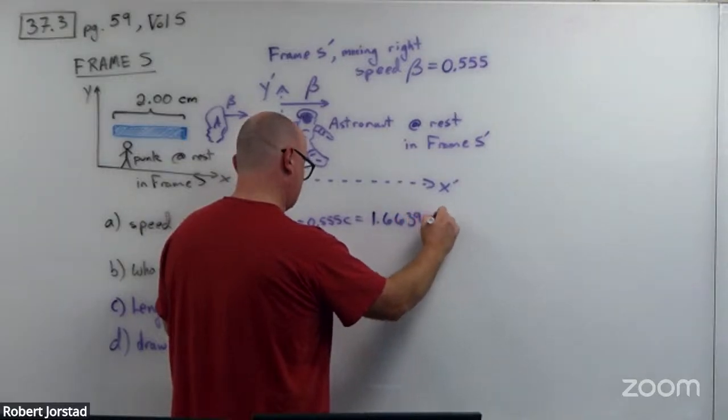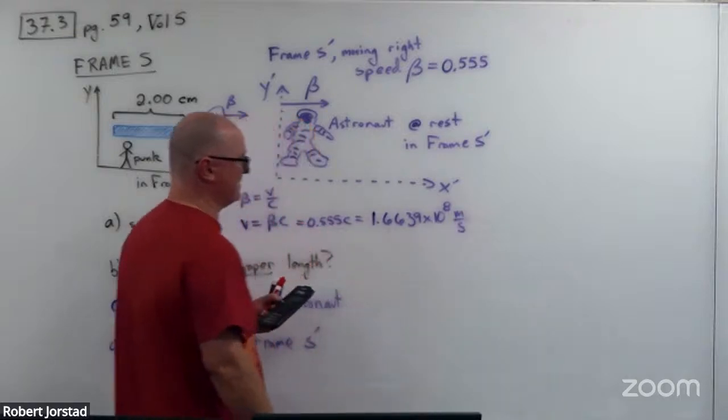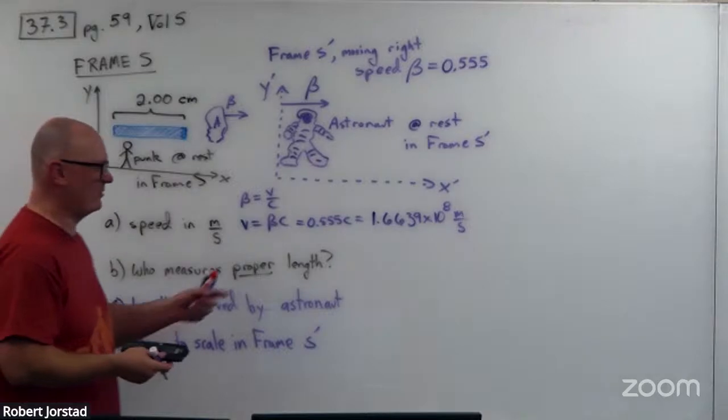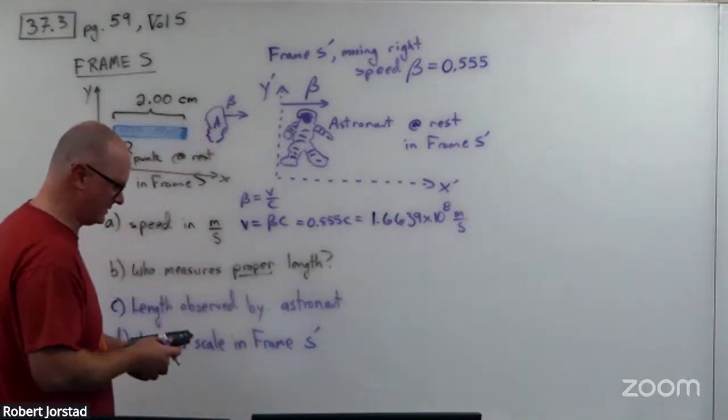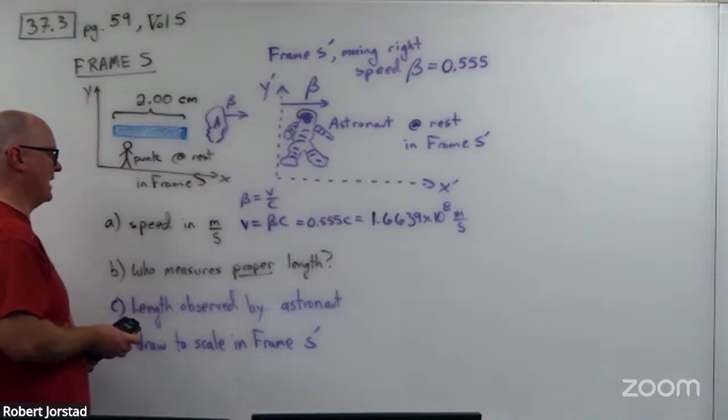The answer is 1.6639 times 10 to the 8th meters per second. About half light speed, right? Light speed's about 3 times 10 to the 8th. This is about 1.5 times 10 to the 8th. That looks good.